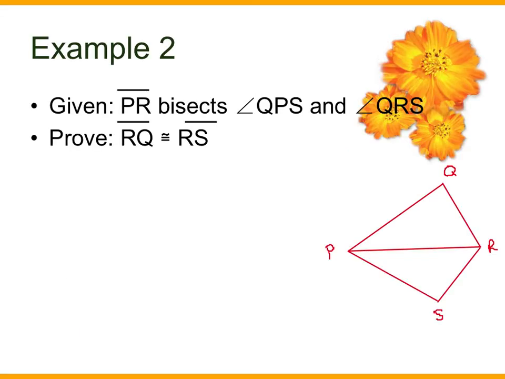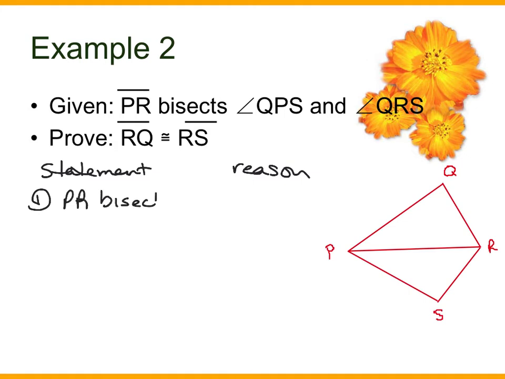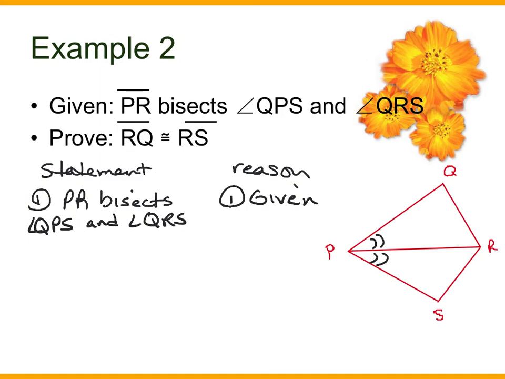Or this same picture. So let's go ahead and get our proof ready to go. Make your statement column and your reason column. Let's list all this given. So PR, this time it's bisecting both sides. So it's bisecting both QPS and QRS. So both sides. And that's given. So this tells me this is congruent here, and then this to this.